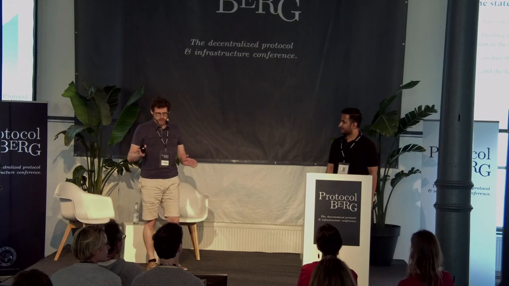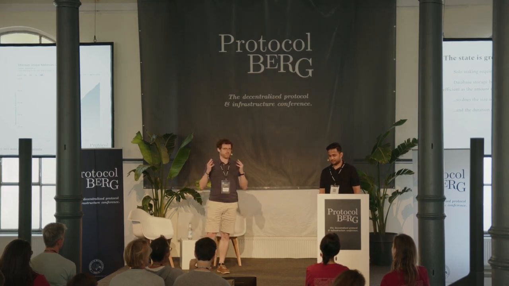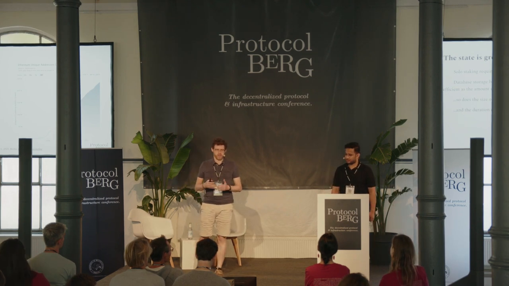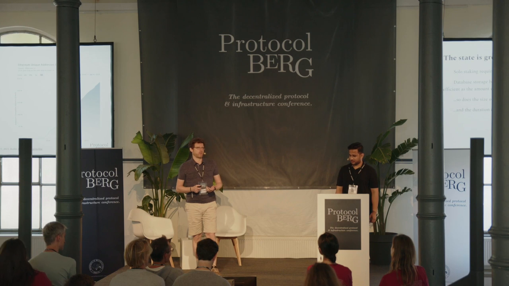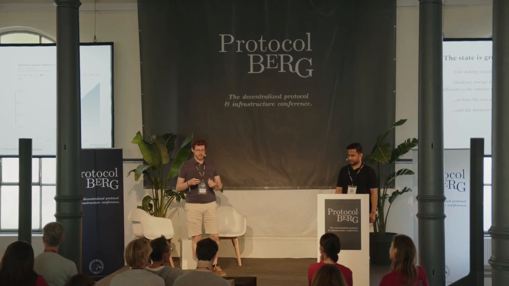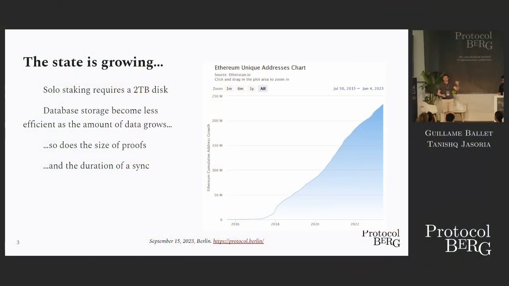And in order to immediately rain on that parade, I want to remind you that the state of Ethereum is growing. And today, realistically, if you want to run a node, you need a 2 terabyte disk. This comes with a lot of problems. First, the database itself that the data is stored in will get slower and slower. But it also is an annoyance for many other applications. Like if you need to prove some state, the proofs get bigger. And of course, the sync also gets longer.